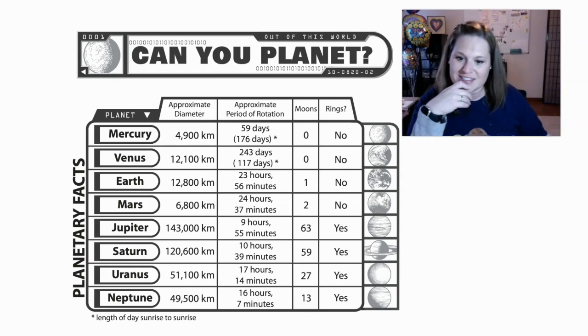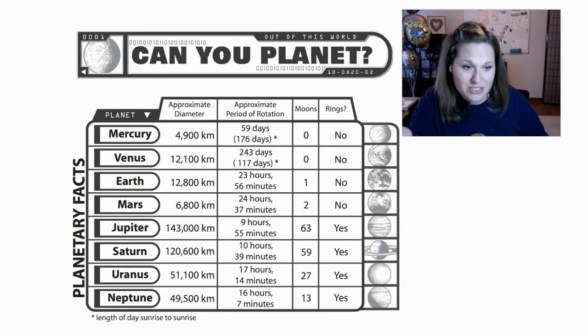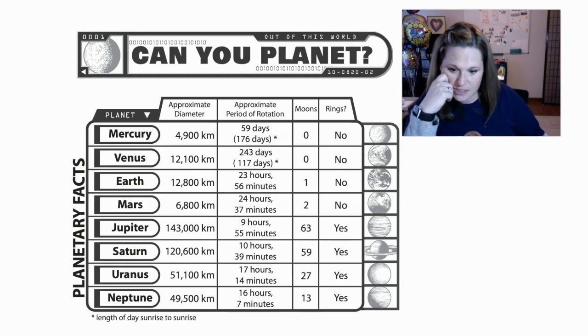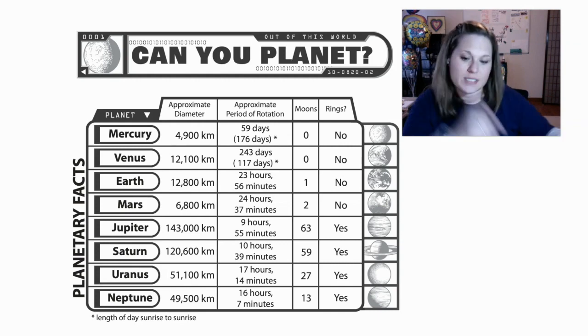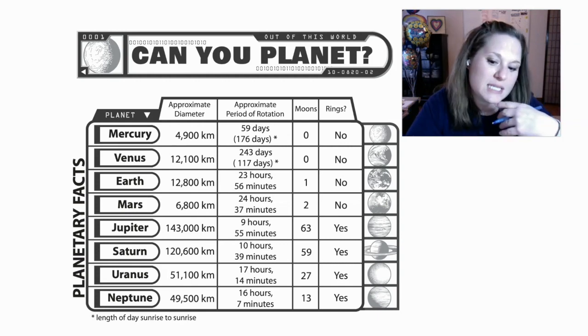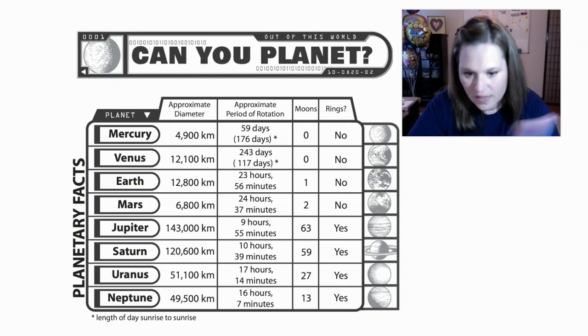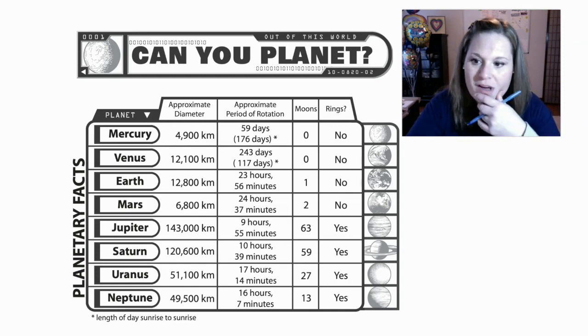Look at Jupiter's. 9 hours, 55 minutes. That's fast, right? So every almost 10 hours, you would have a new day. Same with Saturn, 10 hours, 39 minutes. Uranus, 17 hours, 14 minutes. Neptune, 16 hours, 7 minutes. Okay, so they all have different periods of rotation.